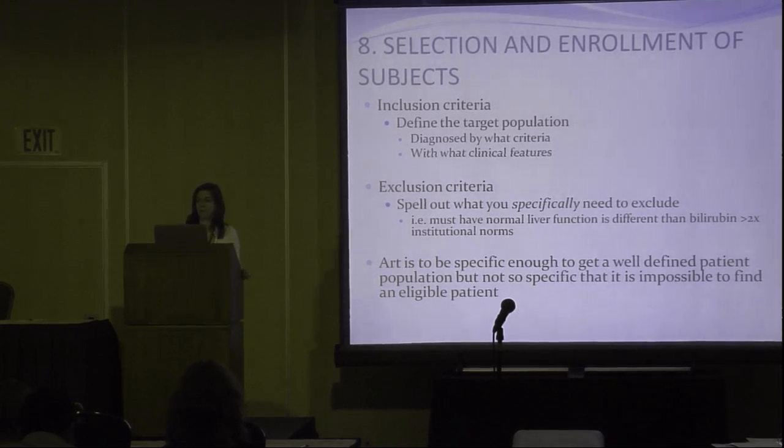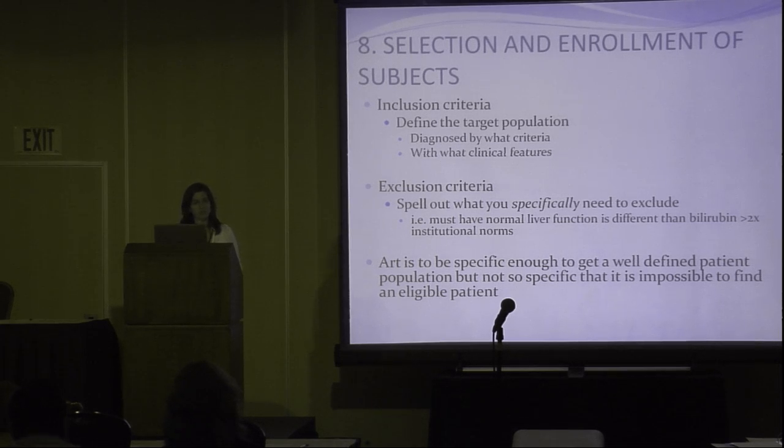Selection and enrollment of subjects is a critical point of failure for clinical trials, and so it's a really important time to think carefully about who you want to include. And broadly, there will be a lot of talk about this later in the course, but you want to define your target population by the idea that you want as homogeneous a group as possible while making it feasible to actually enroll a patient. And then you want to be very specific.